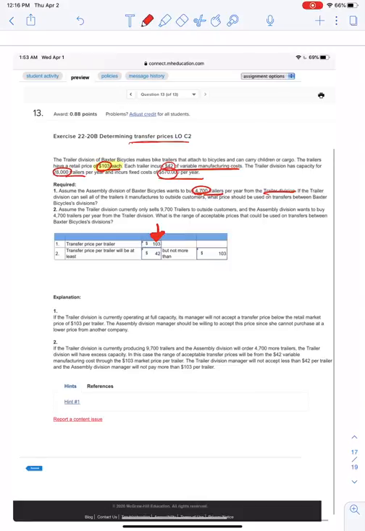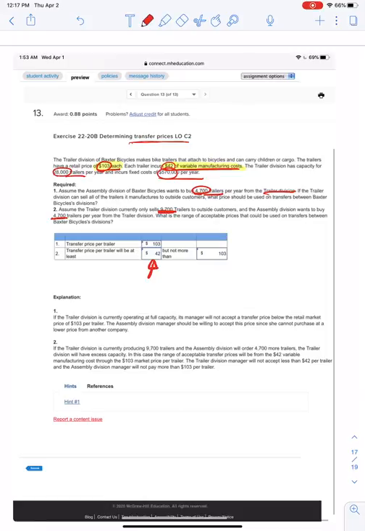However, if we assume the trailer division currently only sells 9,700 trailers to outside customers, and the assembly division wants to buy 4,700 trailers per year, what is the range of acceptable prices that could be used on transfers between the divisions? What we've got to do is say, what price would not be acceptable to the trailer division? Anything less than my variable cost would not be acceptable. Each trailer incurs $42 of variable manufacturing costs, and we see that right there. So I have to at least pay them that $42. And that's exactly what you see here.